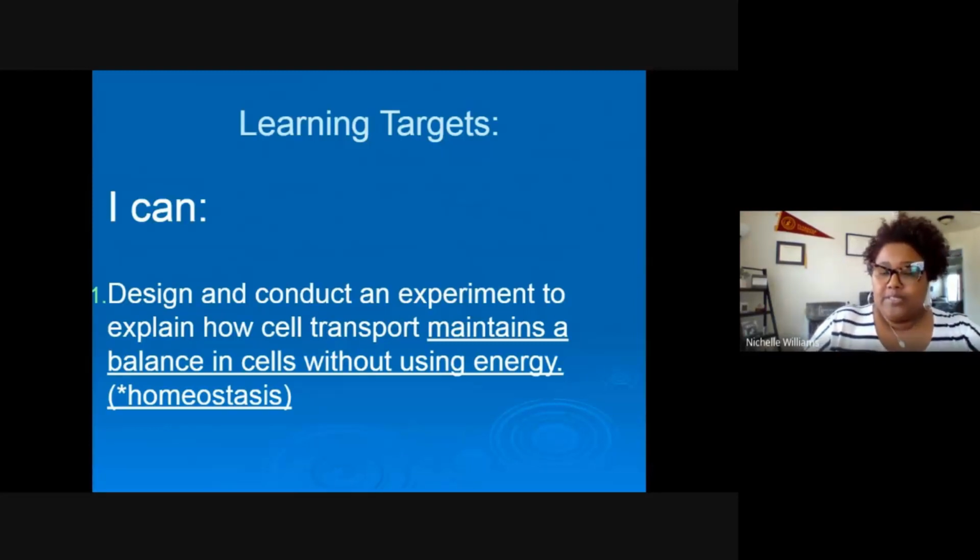So you see in parentheses, I have homeostasis. So that's one of your key vocabulary terms we're going to get to. But you see I have maintains a balance in cells without using energy. So that's underlined. So we know that that is a way to define homeostasis, okay? So as we progress through, then we'll highlight some of these other vocabulary words.